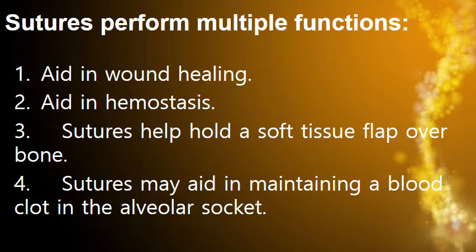Suture aids in maintaining the blood clot in the alveolar socket. If I want to preserve the blood clot, or if I put something like Alvogel or gelatin sponge or Surgiseal inside the socket, how will I secure them in place? I will do a figure of 8 to secure any type of material I put inside the socket to aid the healing.